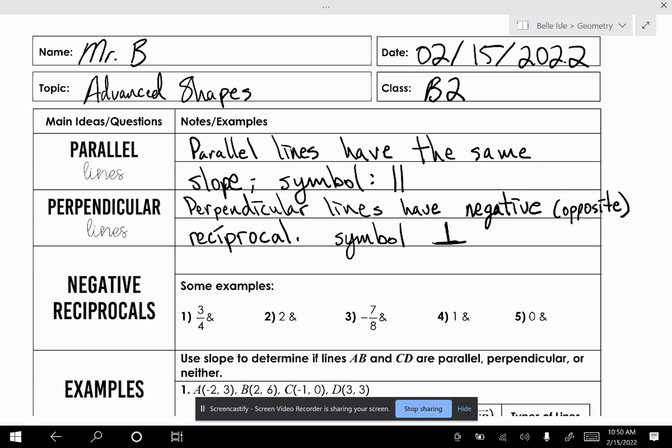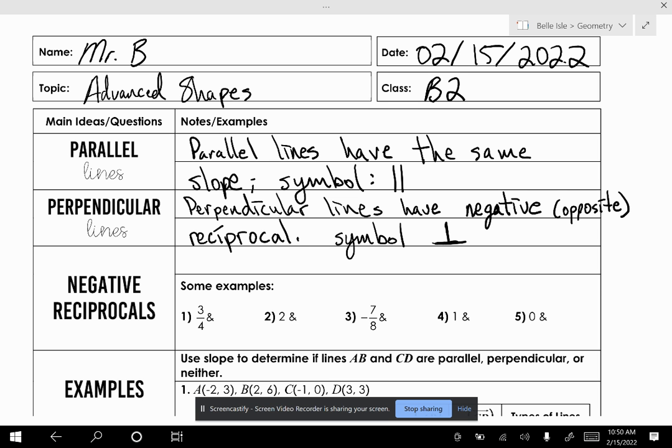Okay? So, what we're talking about with negative reciprocals is a very easy little flip for you guys. Negative or opposite means you're changing the sign. So if it was a positive, you're changing it to negative. If it was a negative, you're changing it to positive. So that's why I prefer to say opposite reciprocal.